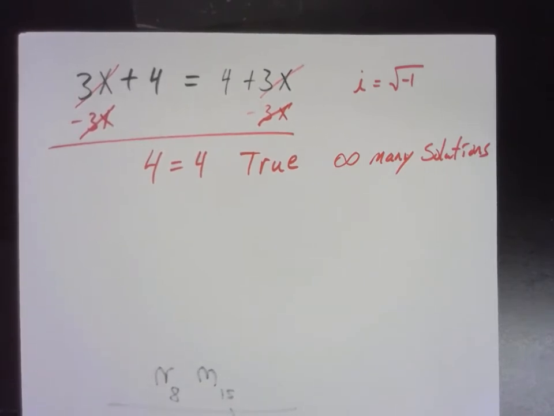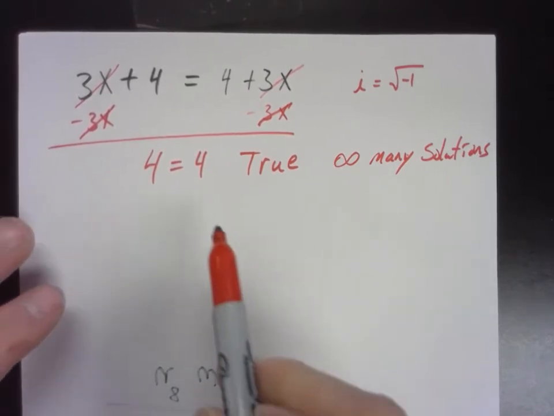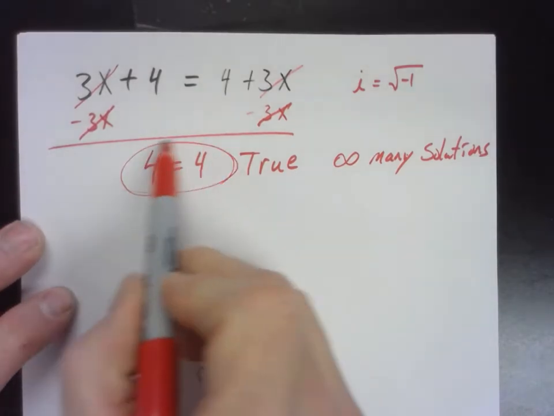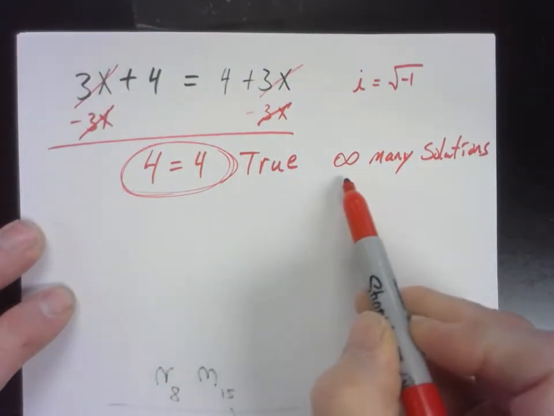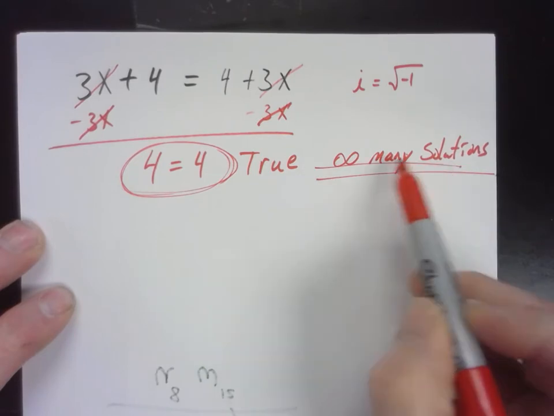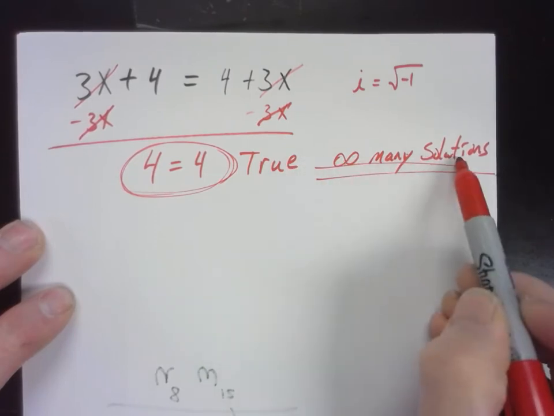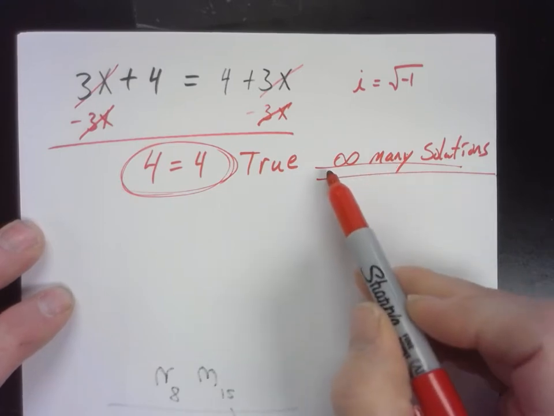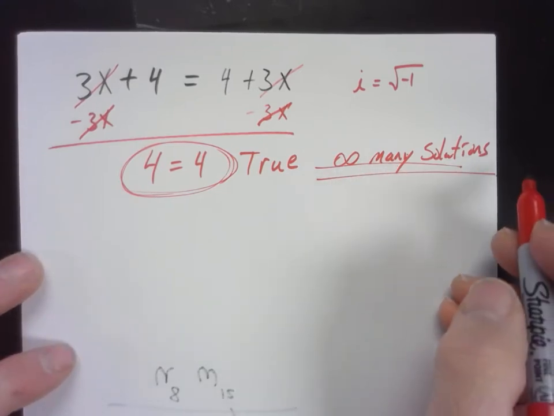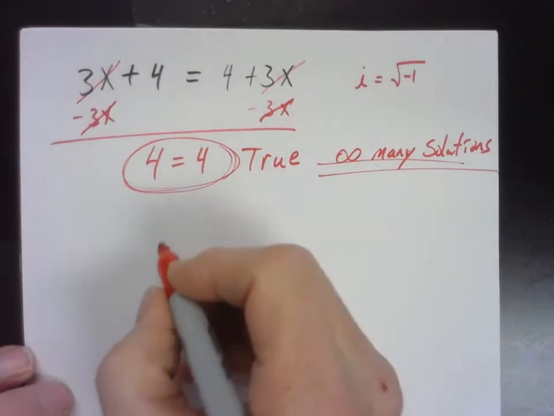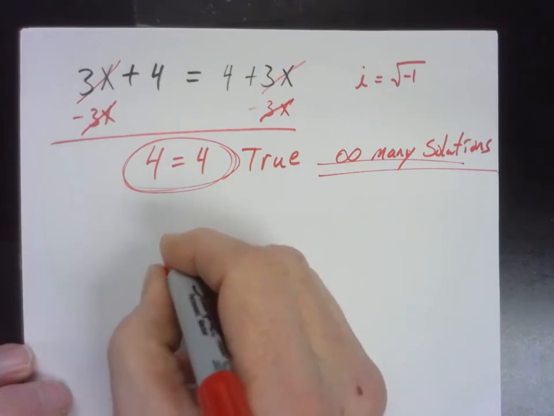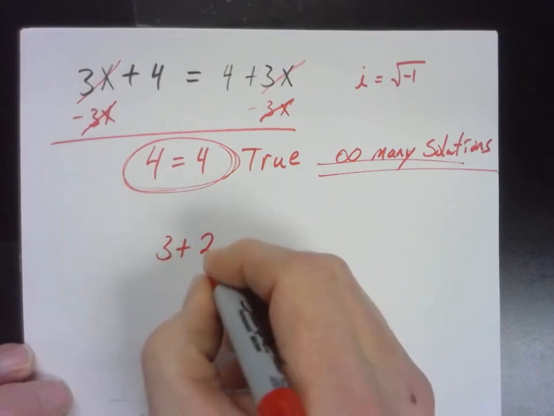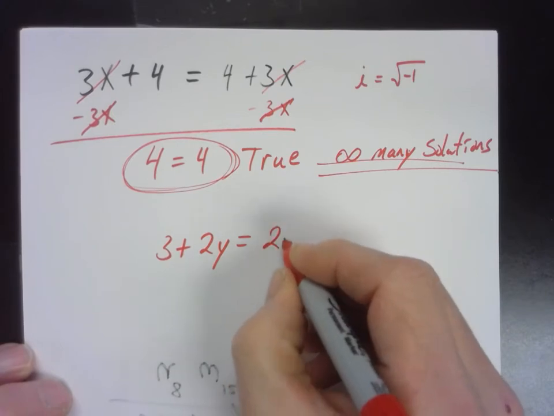Okay? So, if you get a true statement like that with no variables in it, what do you say? True. Infinitely many solutions. Yeah, perfect. Infinitely many solutions. Now there's other problems. What if you end up with something like this? 3 plus 2y equals 2y plus 6.